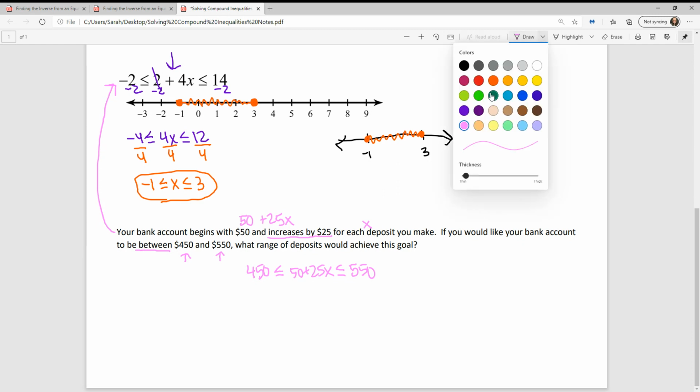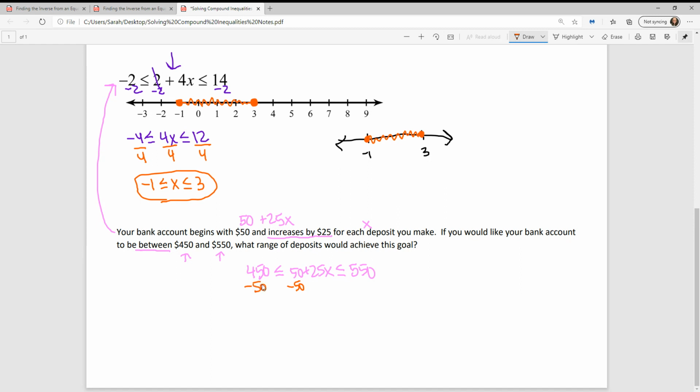From here, we solve this, which is just like how we solved this one back here. I need to start by subtracting 50 from each piece. So I get 400 less than or equal to 25x less than or equal to 500. And then I divide everything by 25 to get x completely by itself. So when I divide, I get 16 for 400 divided by 25. I get just x in the middle, which is what I want. And 500 divided by 25 is 20.